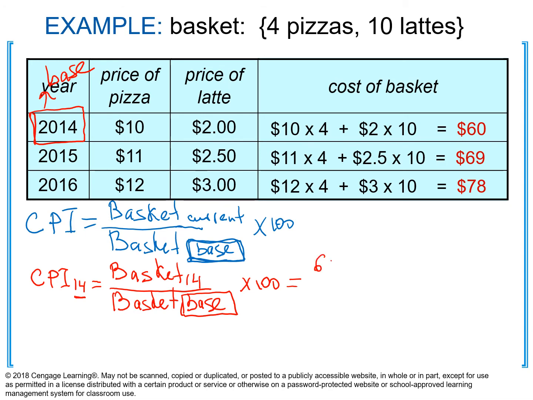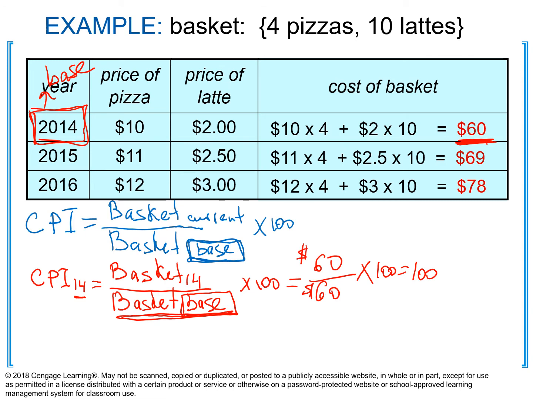So we're going to take our $60. This is basket cost for year 2014 divided by the basket cost in the base year. What is our base year? Base year is year 2014. Therefore, we need to divide by the same cost of the basket, divided by $60, multiply by 100, and we're going to get exactly 100.